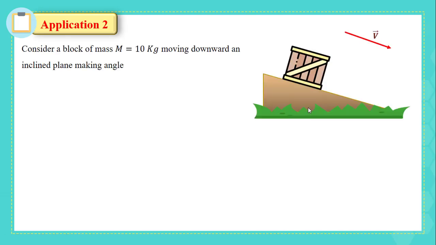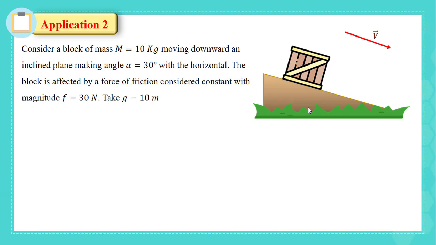Let us solve now application number 2. Consider a block of mass m equal to 10 kilograms moving downward on an inclined plane, making an angle alpha equal to 30 degrees with the horizontal. The block is affected by a force of friction considered constant with magnitude F equal to 13 Newton. Take g equal to 10 meters per second squared.